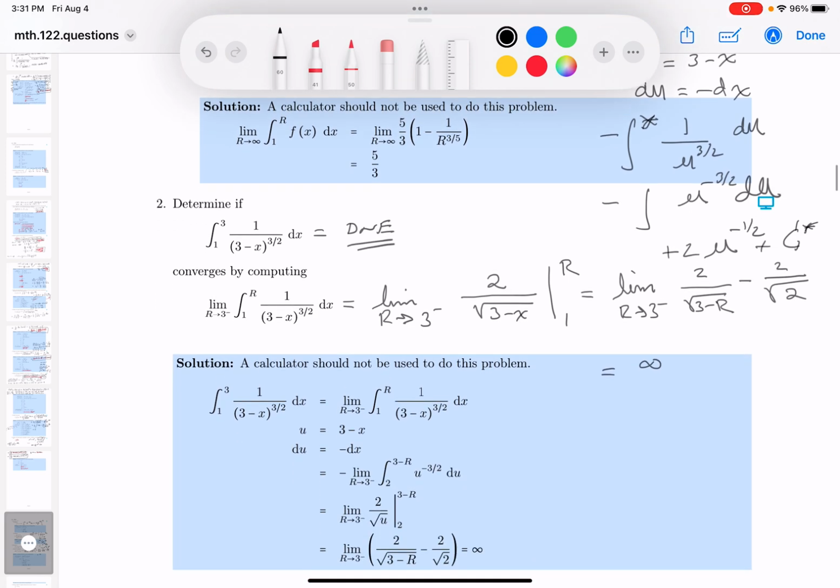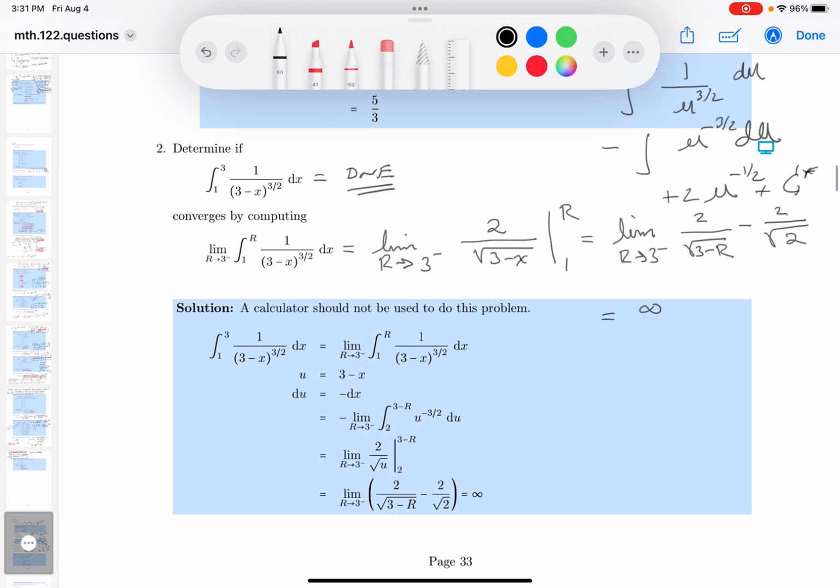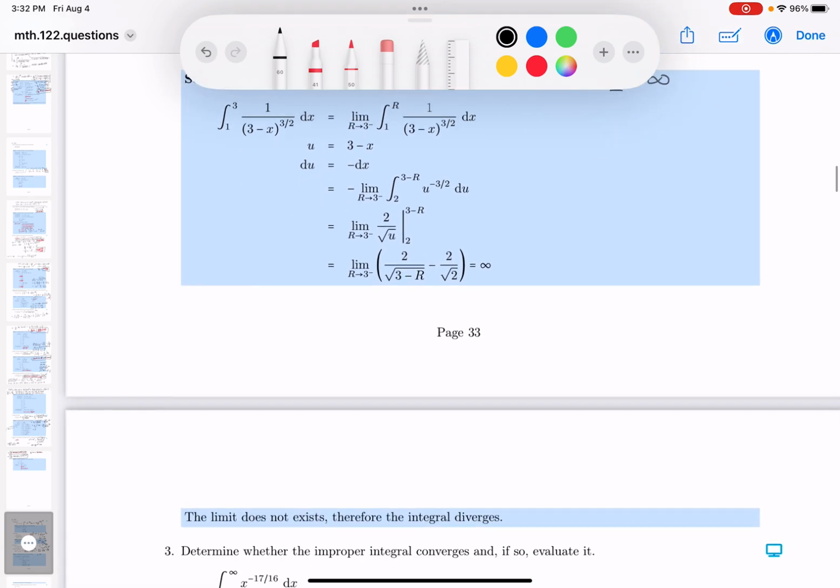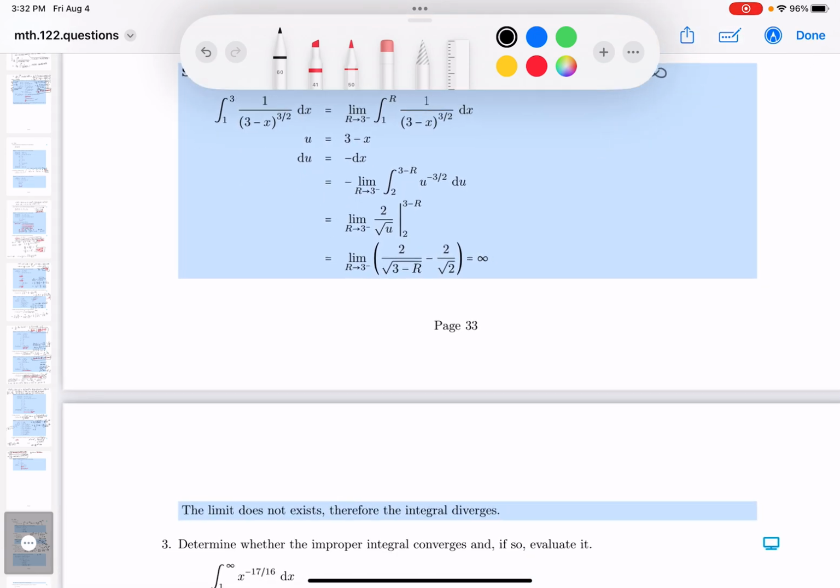So let's take a look at the key, see if we got that. I did get the infinity. I got the work down there for you. And again, it says you shouldn't use a calculator. If you did, the calculator hopefully would say the same thing, by the way. All right? The limit doesn't exist, therefore the integral diverges.